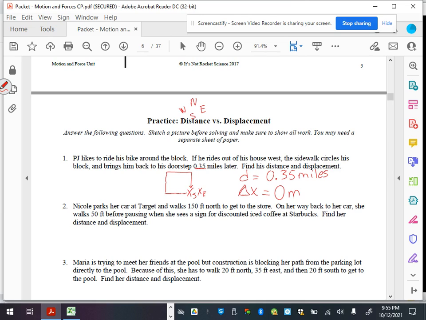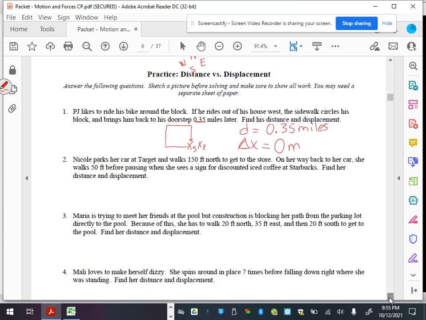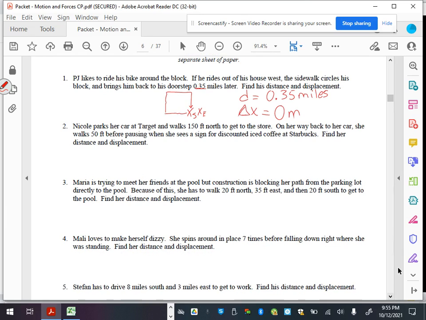Number 2 says Nicole parks her car at Target and walks 150 feet north to get to the store. On her way back to her car, she walks 50 feet before pausing when she sees a sign for a discounted iced coffee. Find her distance and displacement. So at the point that she stops, I want to know her distance and displacement. So this is going to be very similar to the soccer example. Okay. So I know that it tells me that she goes north and then back to her car.